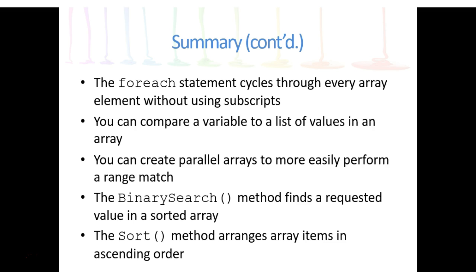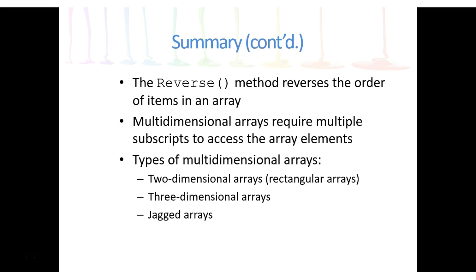We can create parallel arrays to be able to do our range matches, or also to be able to associate things like our order list with their prices. We can do binary searches, which would do the exact same thing. It would allow us to search through the array to find a particular element and get its location. And we can also sort our arrays. And when we sort them, it puts them in ascending order. If you reverse the array, it takes whatever the order currently is and simply gives it back to you in reverse.